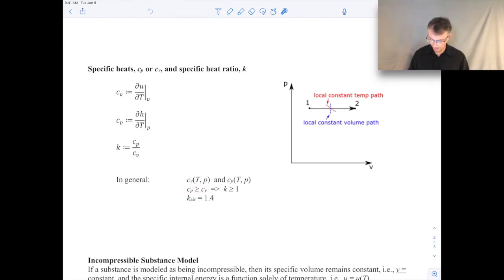That's why C sub P is larger than C sub V in general, which of course means that the specific heat ratio is greater than 1 in general. As you'll see in a moment when we deal with an incompressible substance, since an incompressible substance is one that doesn't change volume, then C sub P and C sub V are the same, because you don't have that P to V work since it's not expanding. So C sub P and C sub V are identical in that case, and we'll talk more about that in a moment.